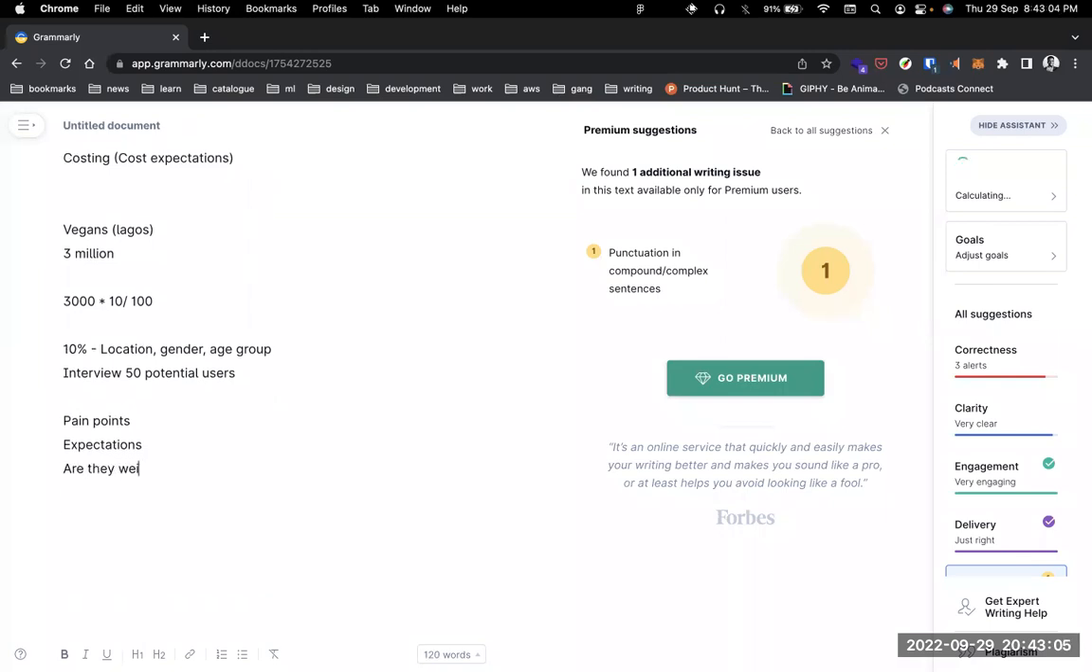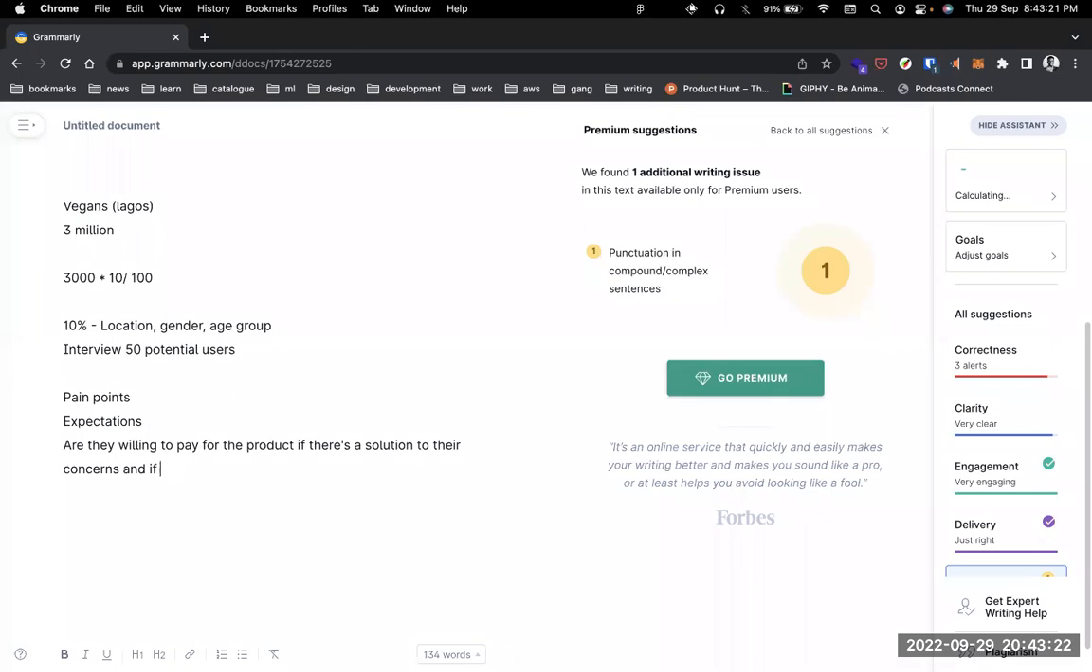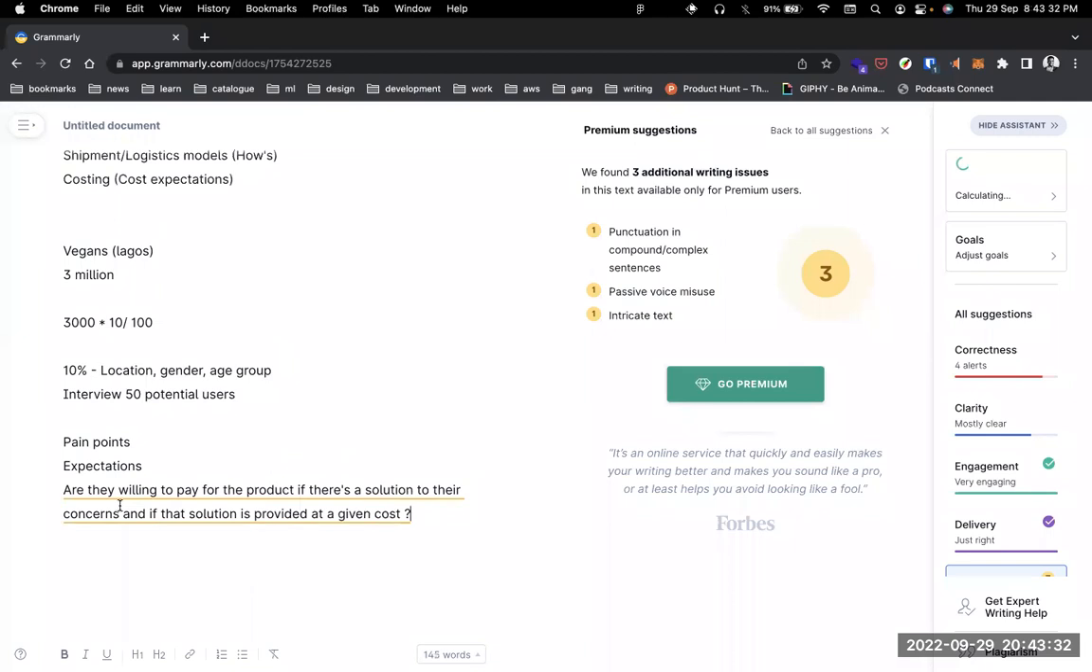Are they willing to pay for the product if there is a solution to their problems or their concerns, and if that solution is provided at a given cost? All right, so this is just something very simple.